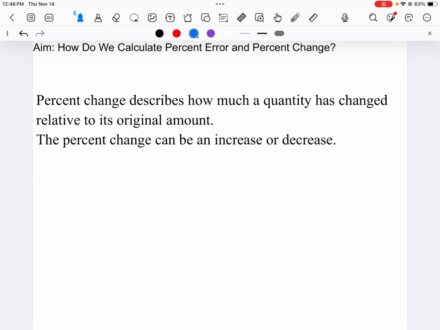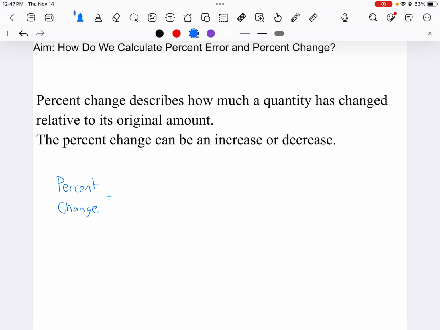This lesson is going to focus on calculating percent error and percent change. Percent change describes how much a quantity has changed relative to its original amount. The percent change can be an increase or a decrease. There's a key percent change formula that we need to know to use to solve these problems.